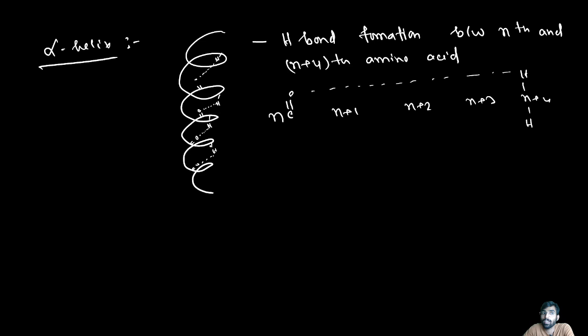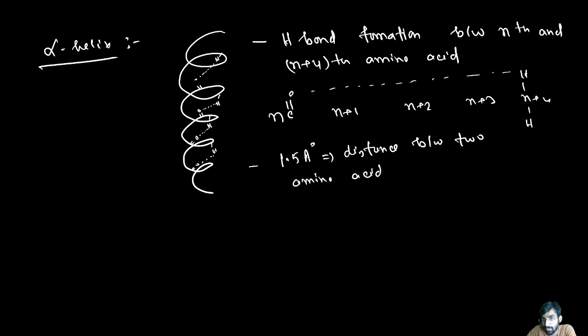So in alpha helix you have to remember, when the amino acids are taking this helical turn, the distance between two amino acids is 1.5 Angstrom. So I'm writing that's the distance between two amino acids. Okay, and in a particular turn, that one is called pitch.